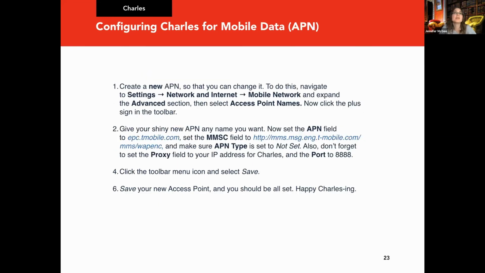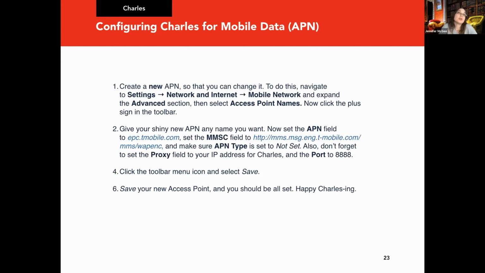And that is you can go ahead and configure Charles to proxy not only network traffic, but you can configure it to proxy your mobile data, or as it says on there, the APN. So you go to your settings, network and internet, mobile network. You used to be able to copy your access point names. Access point would be like T-Mobile or whatever, but you can no longer do that.